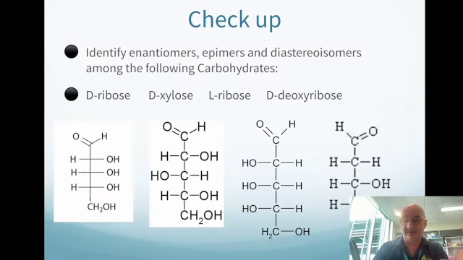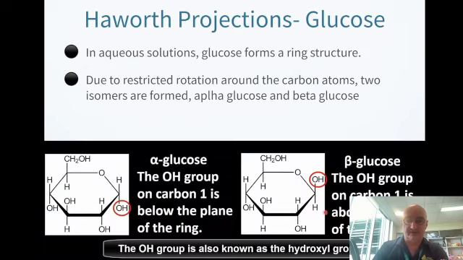Identify D and L, very good. Enantiomers, Haworth projections, nobody cares. In aqueous solutions, glucose forms a ring, so dissolve it in water, it forms a ring structure. Restricted rotation, 2 isomers are formed, alpha and beta. Look at alpha on the left with the OH group, which is beneath the plane of the molecule, and the beta glucose with the OH to the north of the molecule.